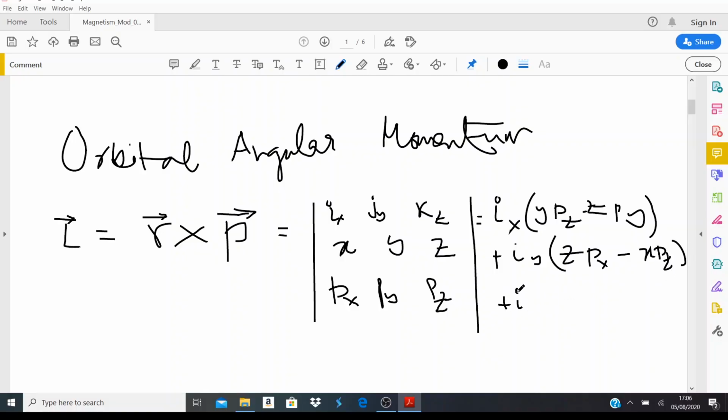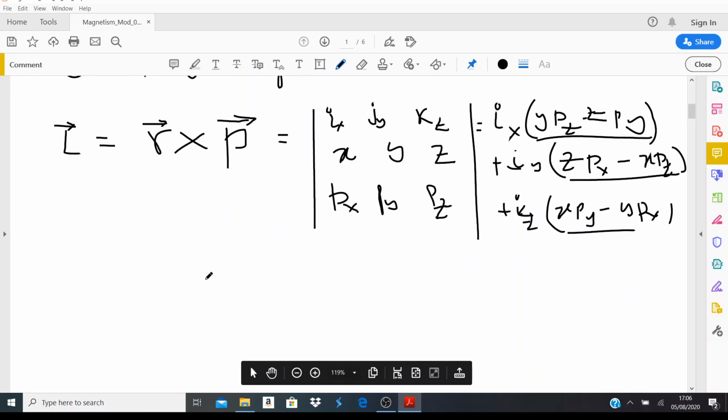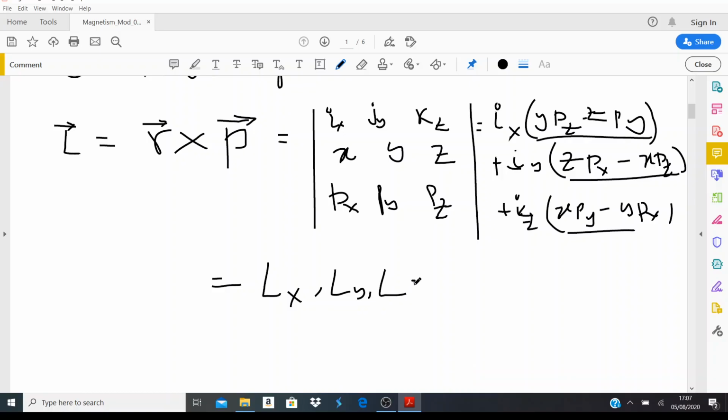And then we have the z component, which is the k component. Sorry, that should be j for y, and that's k for z. It's xpy minus ypx, right? So these are the 3 components of the angular momentum, and let me denote them by Lx, Ly, and Lz, right?